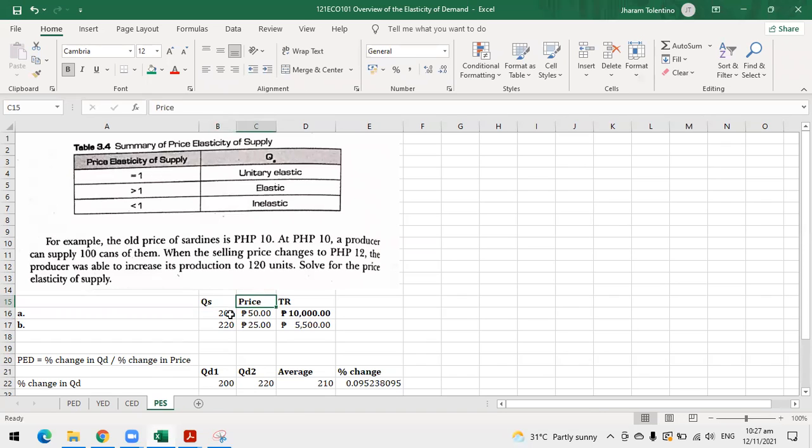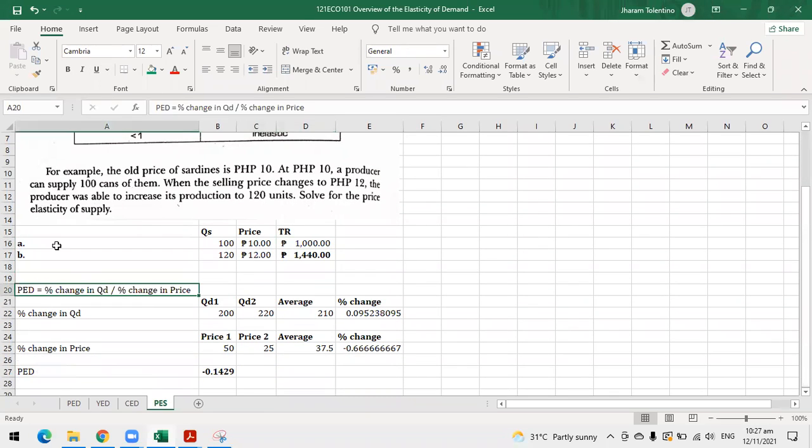And we have the price. So when quantity supplied is at 100, price is 10. Okay, kung yan ay 12 pesos, 120. So more than willing sila, no? Bakit? Kasi tingnan niyo, mas malaki yung kinikita nila. 1 per 40.